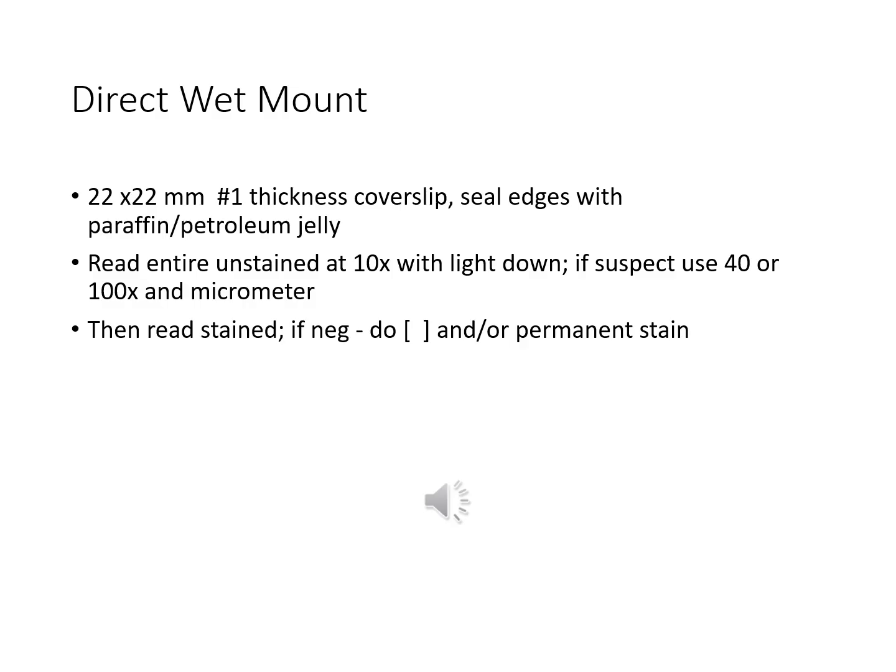You're going to read the entire unstained slide at 10x with the light down. If you see a suspected item, you need to then rotate into your 40x or your 100x and make sure that you're working from your scope with the micrometer, again, so you can measure. Then you're going to read the stained slide. If both the unstained and stained are negative, then you can proceed to the concentration and/or the permanent staining methodologies.